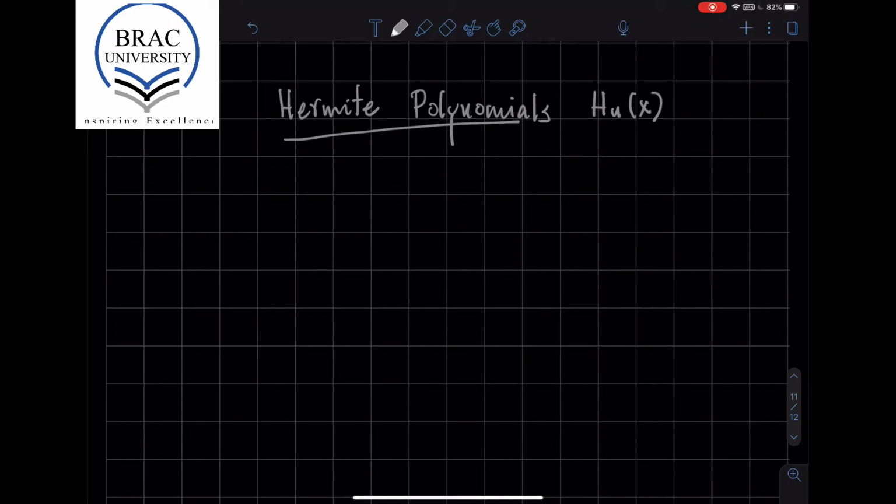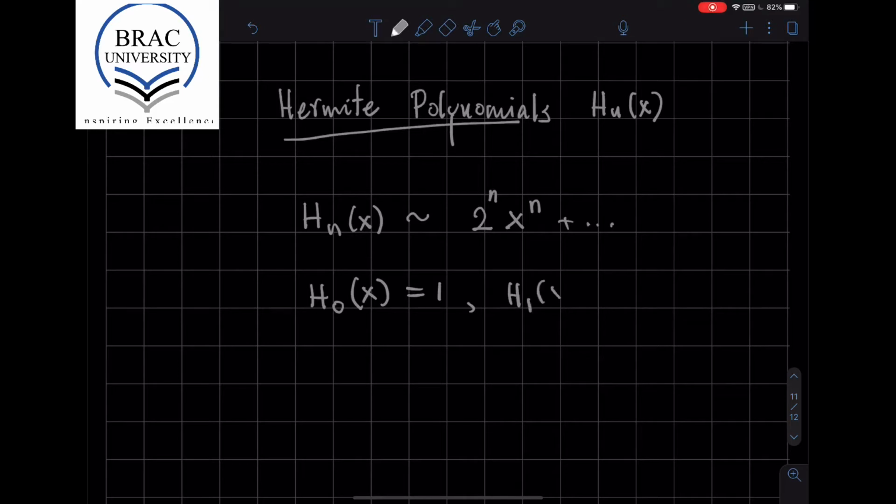Now, if we fix the coefficient of the highest power of the Hermite polynomial, so the Hermite polynomial n will have a highest power of x to the power n, and if we demand that the coefficient be 2 to the power n, then that fixes all the Hermite polynomials, the normalization of a0 and a1, and we get that H0 is 1, H1 is 2x, and H2 is 4x squared minus 2.